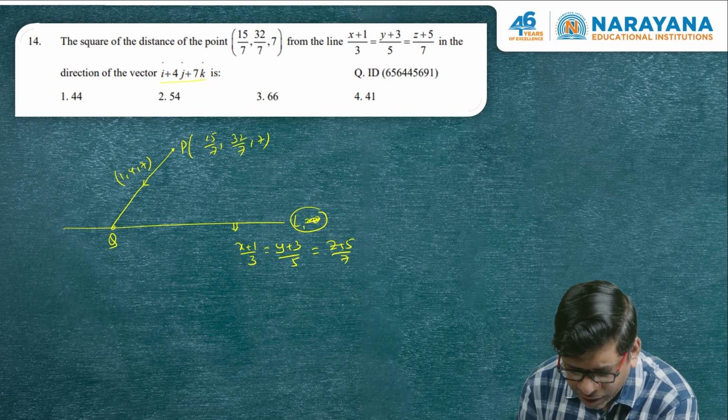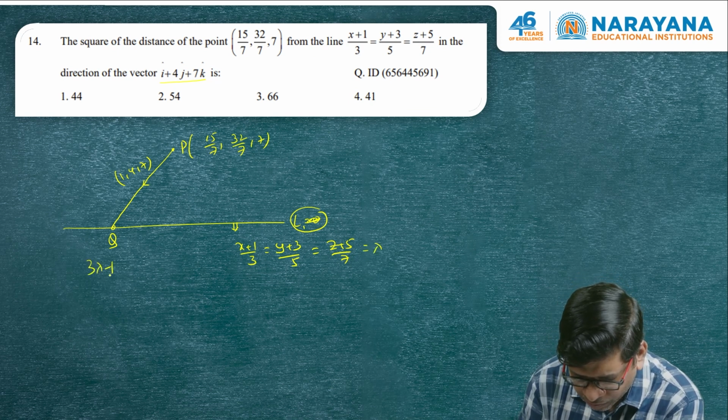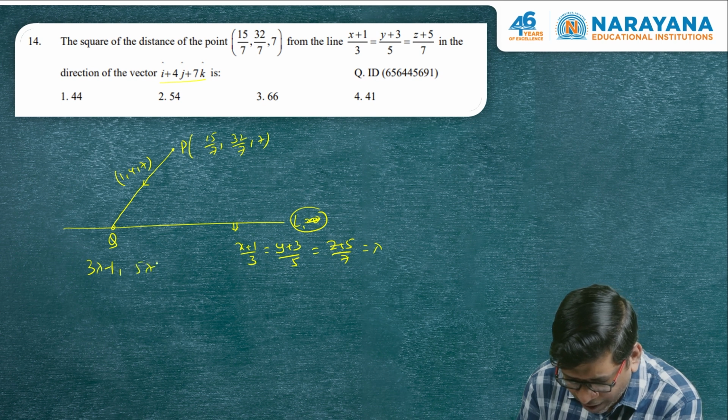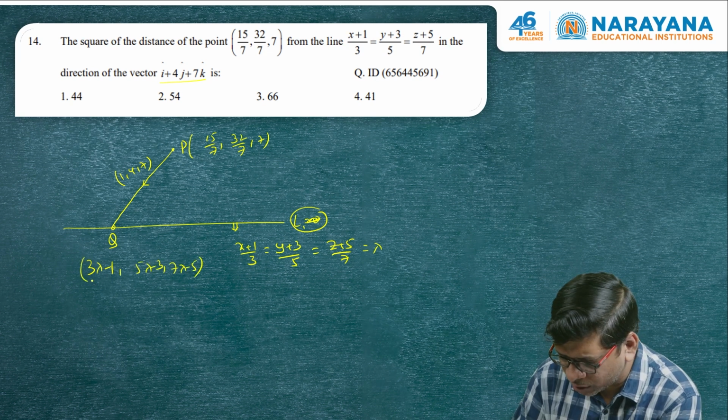Both are given line only. So let us take Q on this with the help of lambda. So this becomes 3 lambda minus 1, 5 lambda minus 3, 7 lambda minus 5. This can be taken as any point on this.